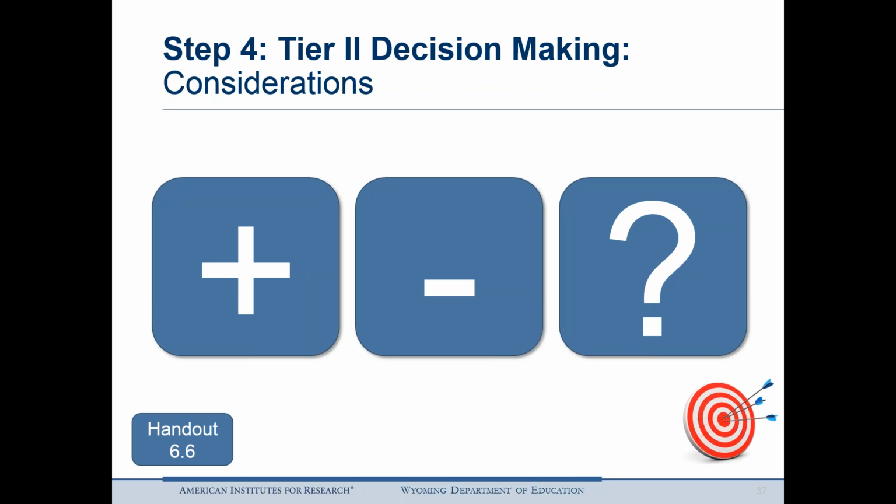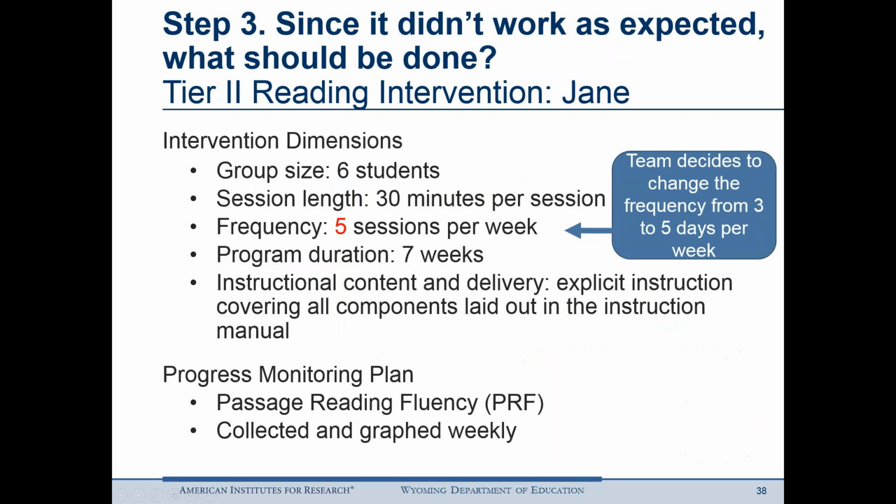The team determines that Jane is making progress, but the progress is not adequate for her to reach her goal. Teams should be looking to change the intervention in some way. One recommendation would be to increase the frequency since the initial intervention seems to be working, just not working enough. The team determined that while she was making progress, it was not sufficient to meet her goal.